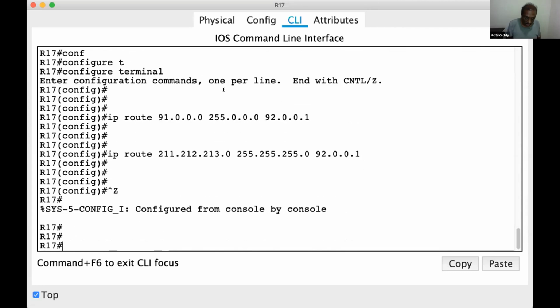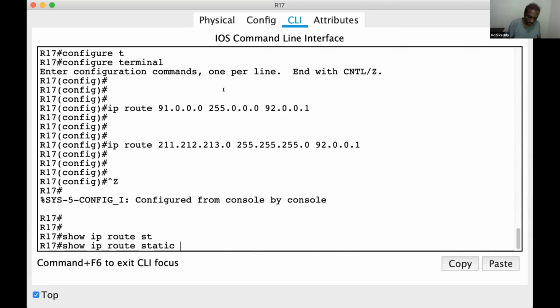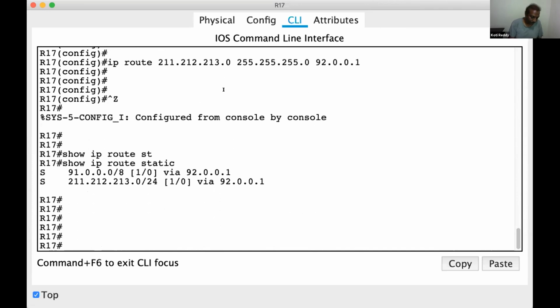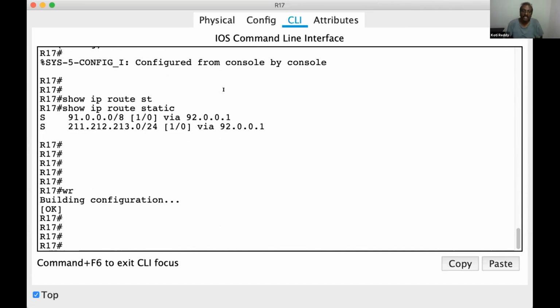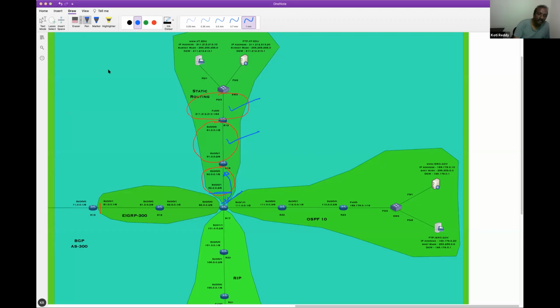Now again, if I go here, I say show IP route static. I should see these two routes in the routing table. Right? We have done this. You understand? So we have done these routes, we have added static routes.